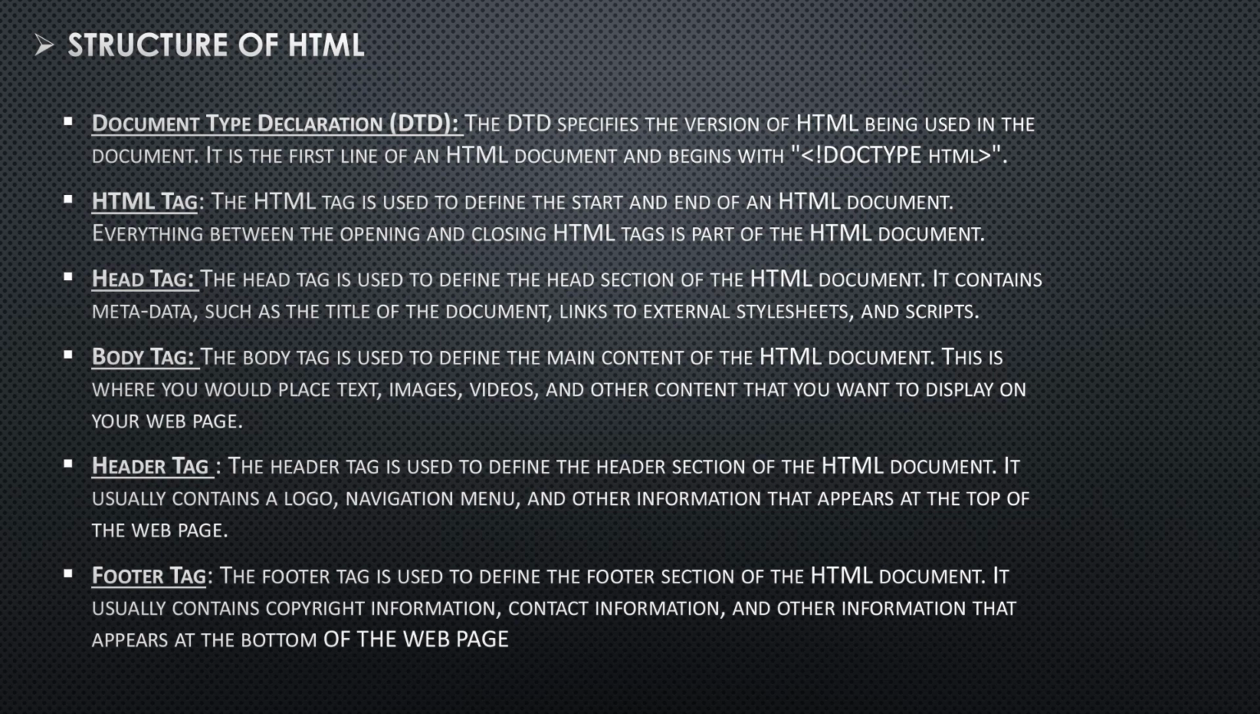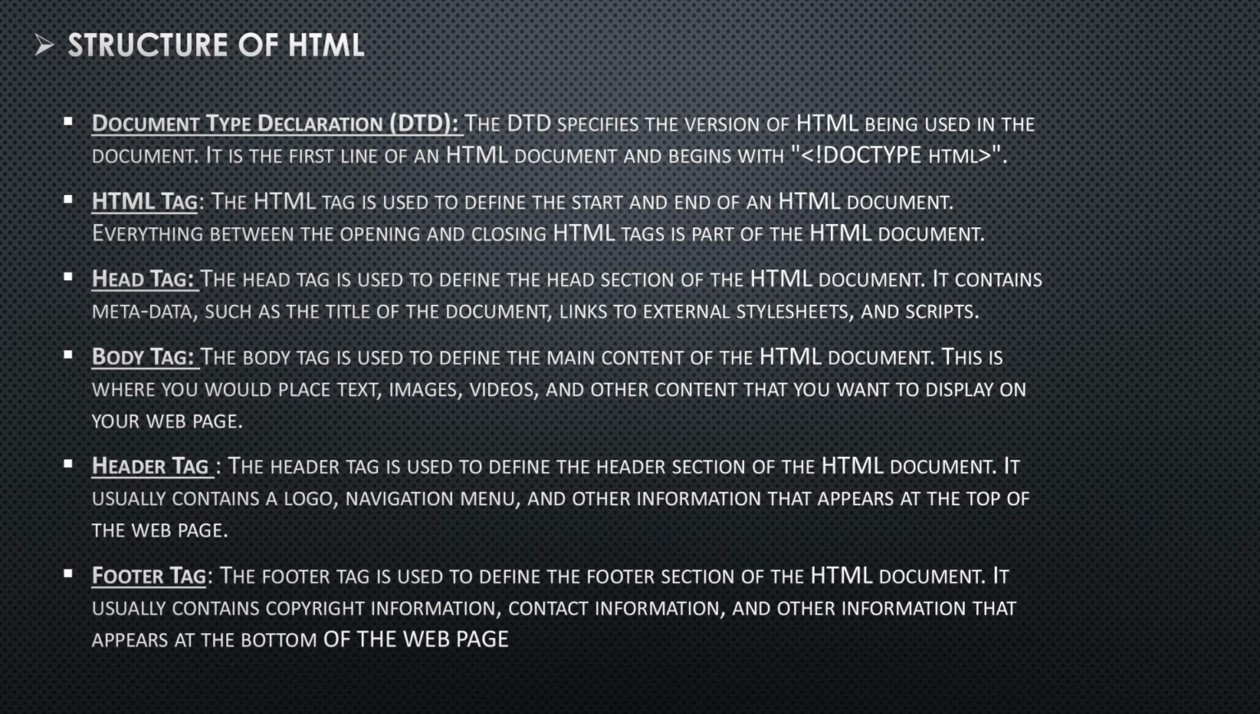Head tag. The head tag is used to define the head section of the HTML document. It contains metadata such as title of the document, links of external style sheets and scripts. Body tag. The body tag is used to define the main content of the HTML document. This is where you would place text, images, videos and other content that you want to display on your web page.